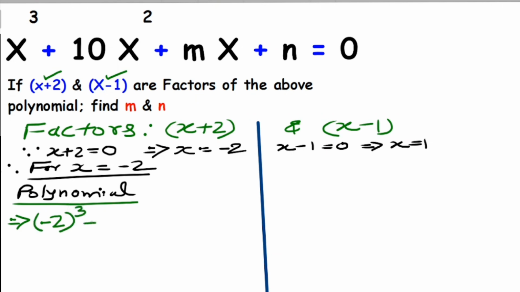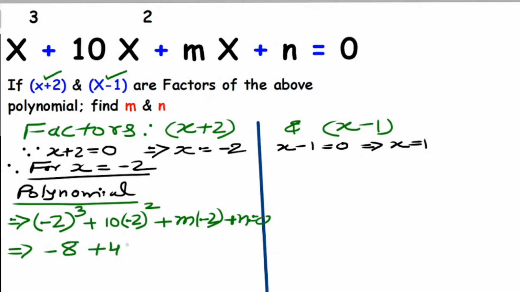plus 10 times minus 2 whole square, because 10x square is the second term, right? And the third term is mx. So m will be multiplied with minus 2 into the bracket, and n, that is unknown to us, is equal to 0, right? So just solve this polynomial, just bring all constant terms together, and we see minus 8 and 4, 10, 40, minus 8 plus 40 minus 2m plus n equal to 0.